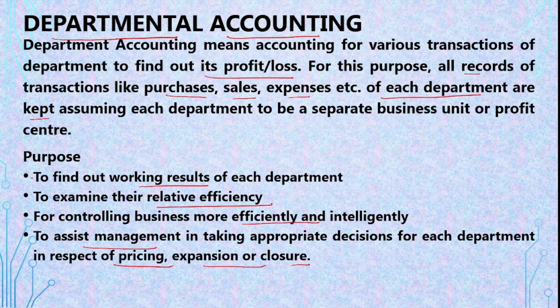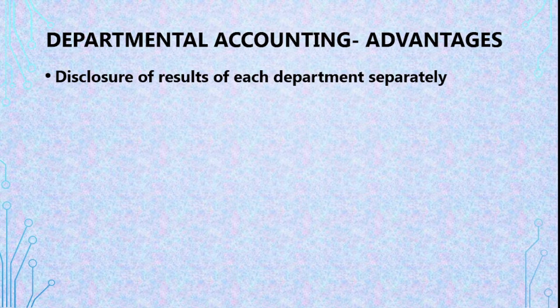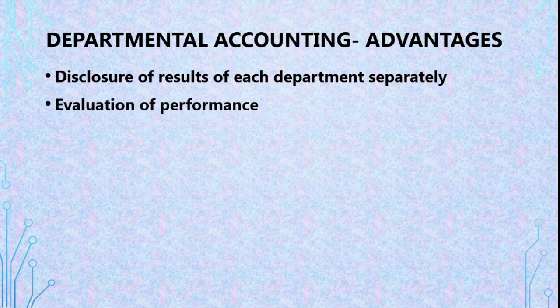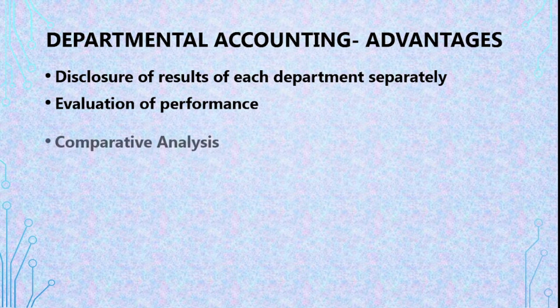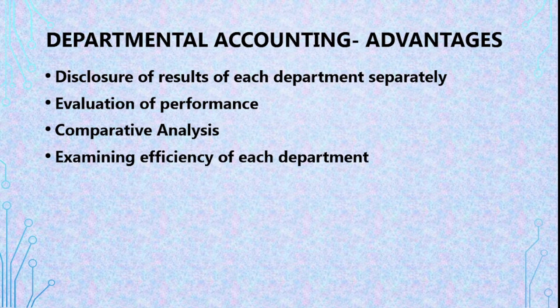So for all these purposes, we do the departmental accounting work. The advantage it offers is that the results of each department are separately disclosed. So in the case of a bakery unit, you know the profitability or efficiency of the cookies and biscuit business, and the efficiency of the pizza and pastry business. So each department's profitability is disclosed. You can evaluate the performance, you can compare the performance, and then you can examine overall efficiency.